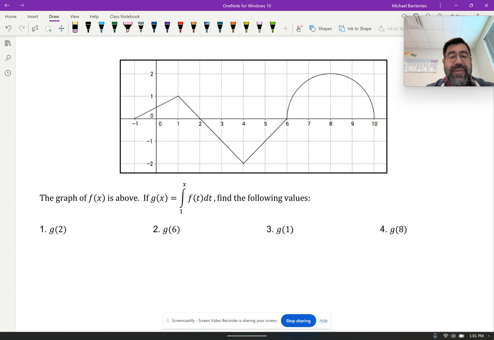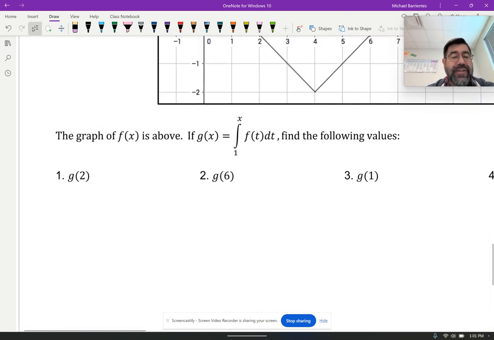However, let's go back to the way these are phrased here. It says the graph of f of x is shown above. If g of x equals the integral from 1 to x of f of t dt, can you find the following values?